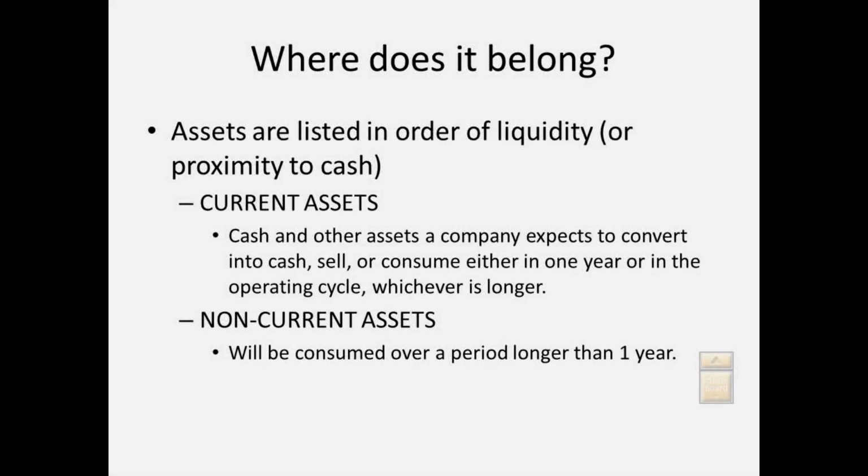So what's always the first thing that's listed as a current asset? Cash, right? Because how close is that to cash? Extremely close. It is cash, right? And then what's next, usually? Okay, so sometimes cash and cash equivalents are the same. They're one line, okay? Accounts receivable.